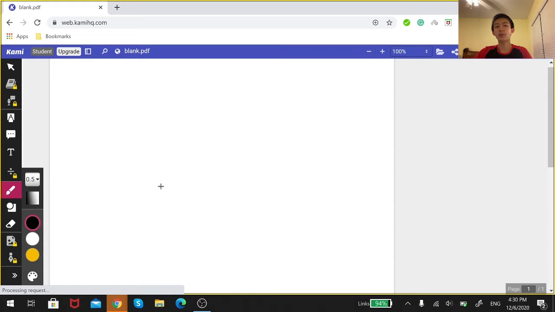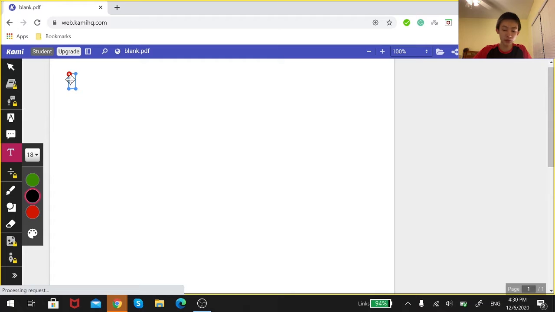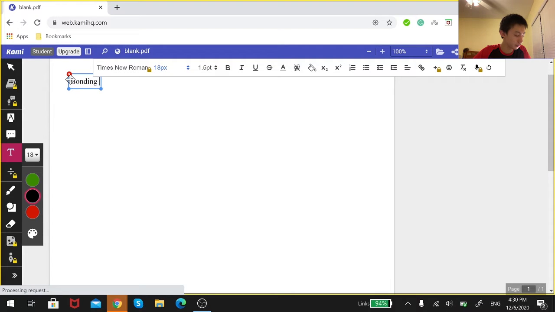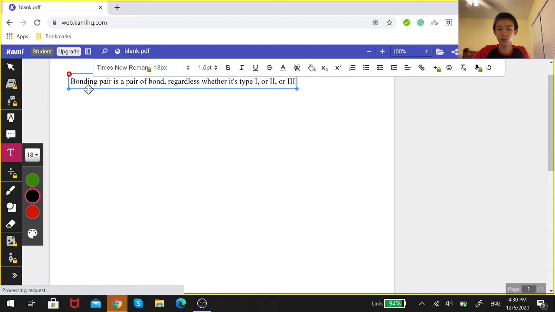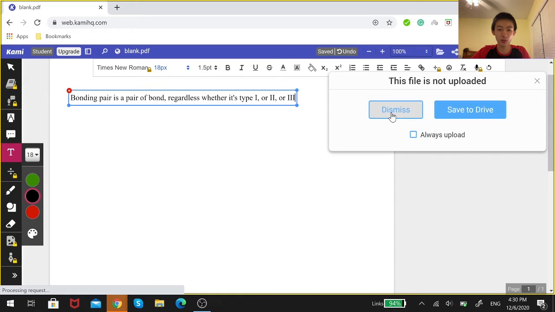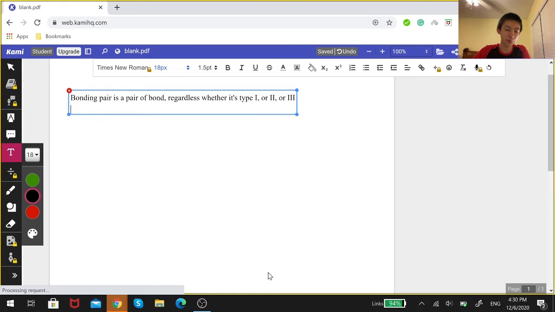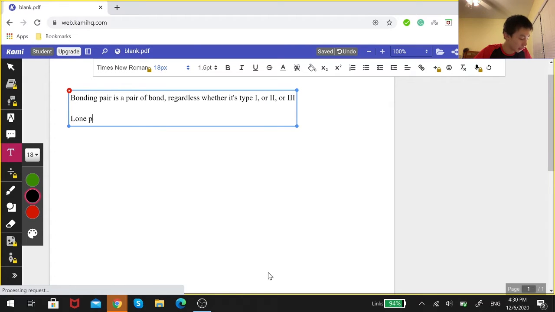Hi, today we're going to be talking about molecular structures. To do molecular structures, you first need to know two things. First, a bonding pair is a pair of bond, regardless whether it's type 1, 2, or 3. So a type 1 bond is concept 1, type 2 is concept 1, and type 3 is concept 1 as well. Second, lone pair electrons are the ones not being bonded.